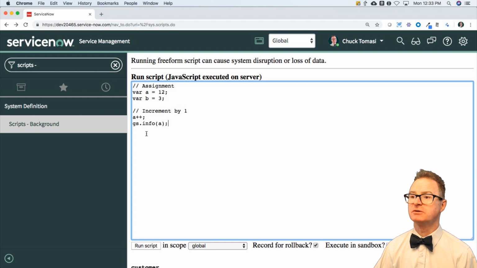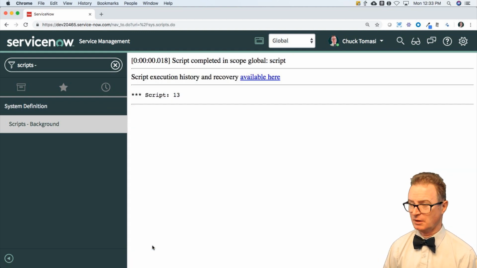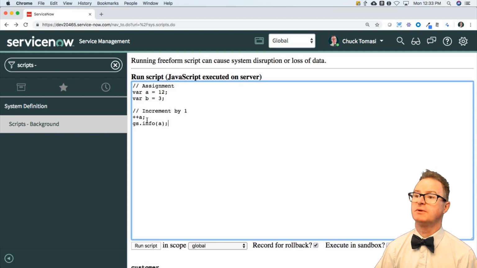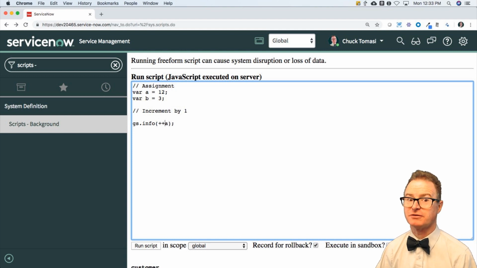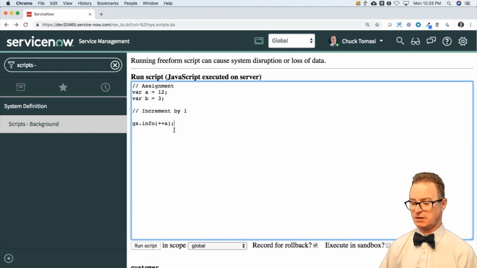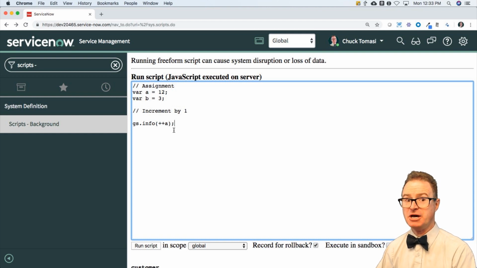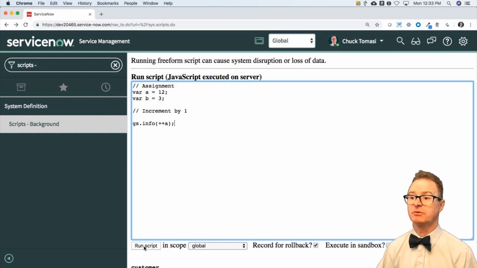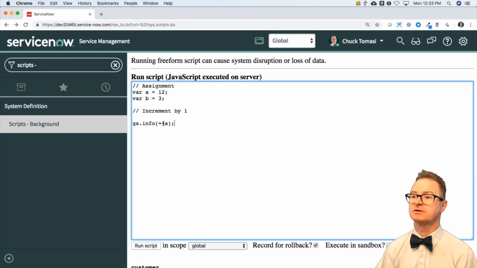If I were to do it as plus plus A, it will do the same thing. However, if I were to, I can do this within the GSInfo, and there is a subtle difference, because it will first increment, then print in this case. So I will get 13 again, and A will have the value of 13.